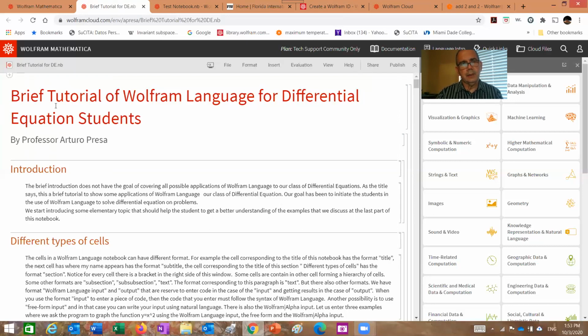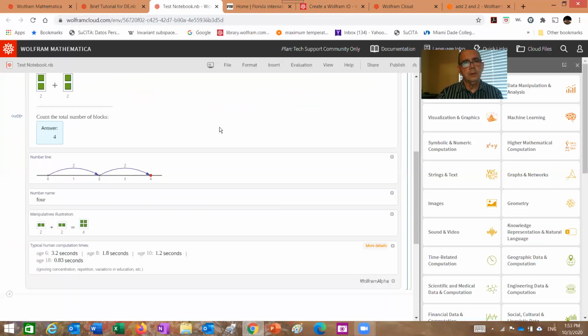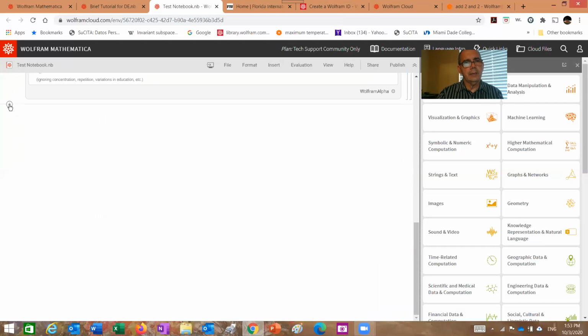Okay, now what we are seeing here is my notebook. Let me tell you something. Let me go back to my previous notebook. We were talking about the types of inputs. I told you that if you press Wolfram input, which is by default what is always going to appear here, you can enter something, but it has to meet the Wolfram language input requirement. It means it has to be written in a certain way for the program to understand that. And then for the next two, you can enter your input using regular language.